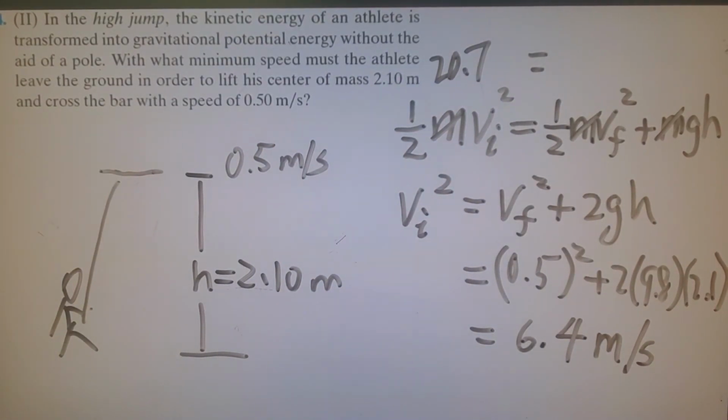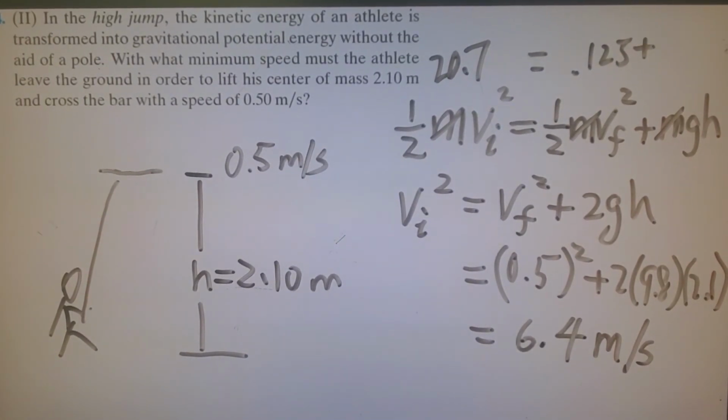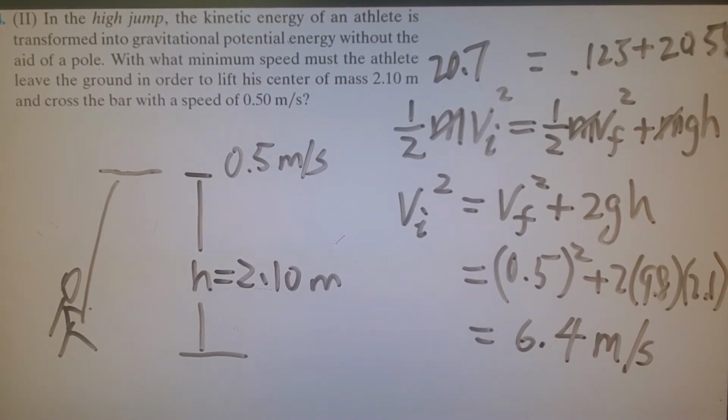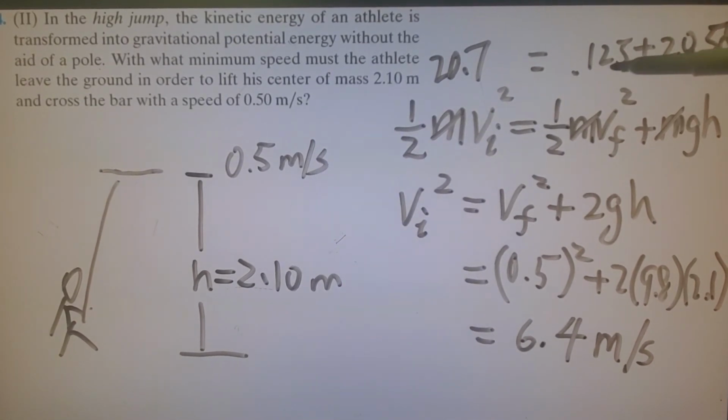Half times 0.5 squared gives 0.125, plus 9.8 times 2.1, which is 20.58. So when you add this up, it's close to 20.7, so we are correct.